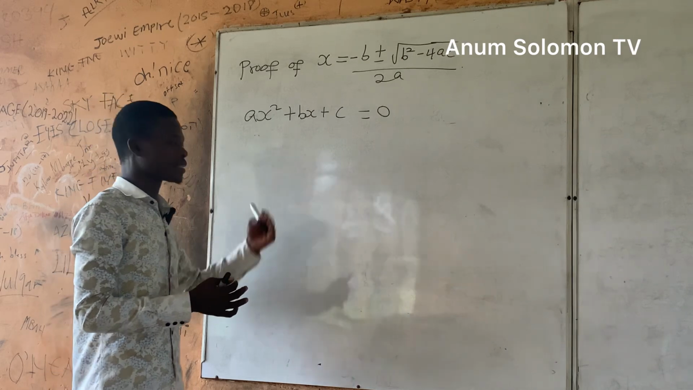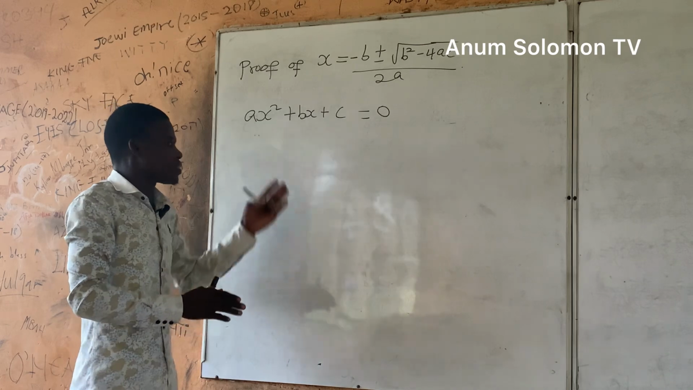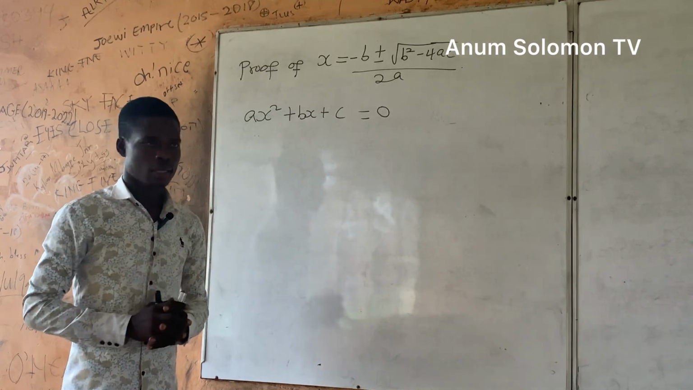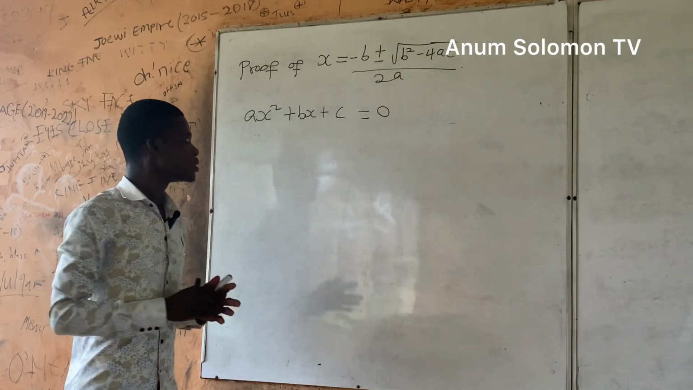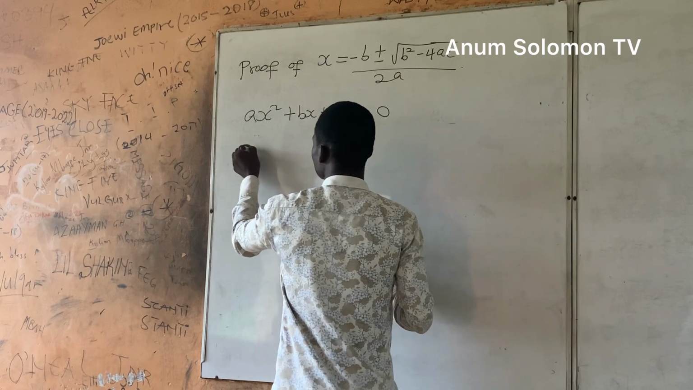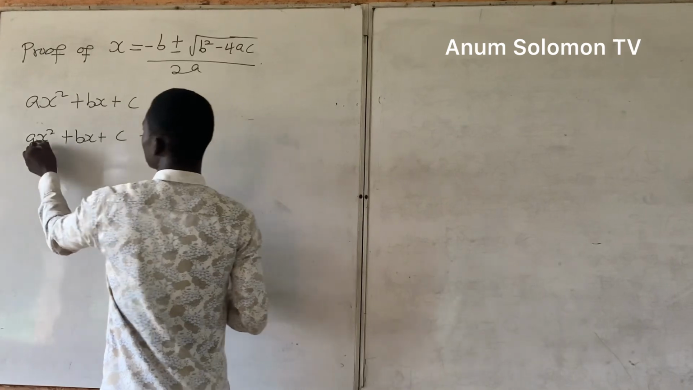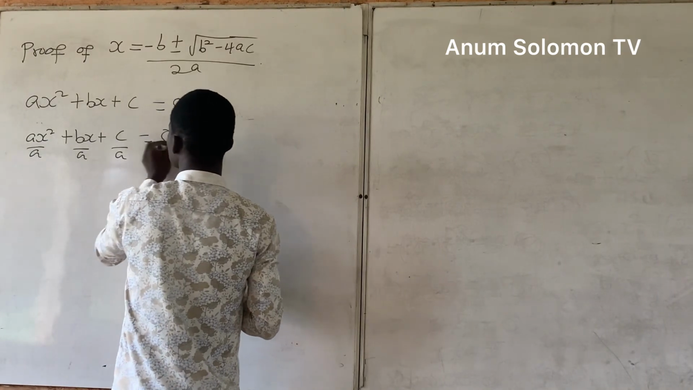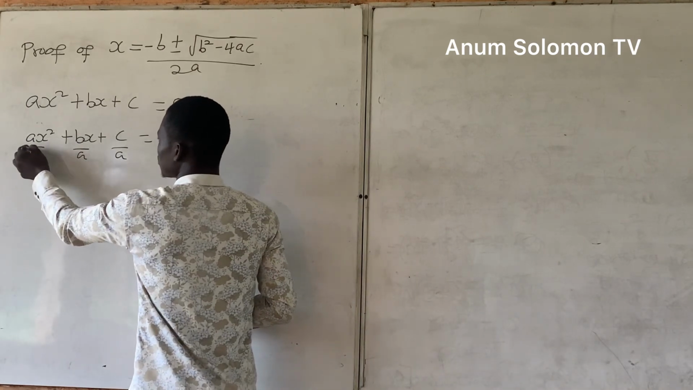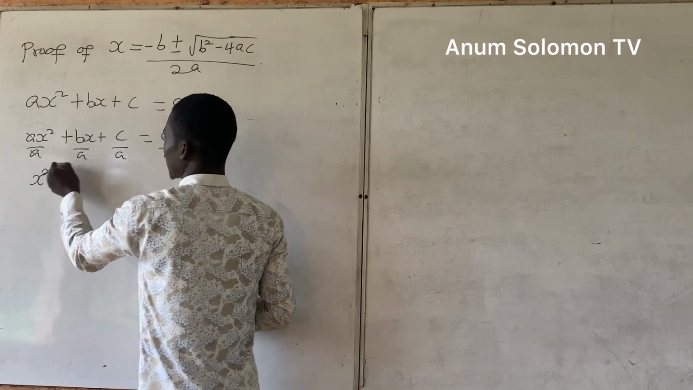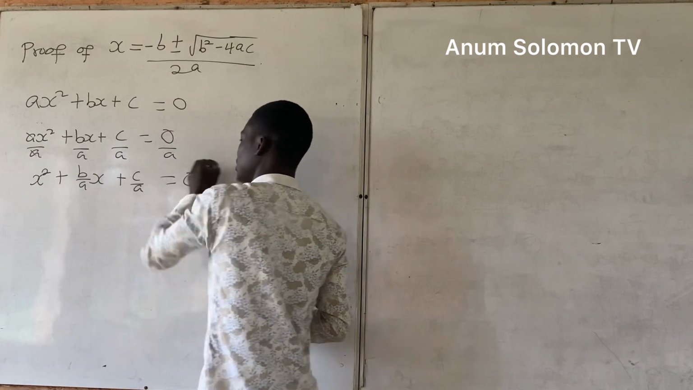To use the method of completing squares, we should ensure that the coefficient of x squared is 1. But here it is a. So we have to divide through by a. Let's divide through by a. Now, when we divide through by a, we are left with x squared plus b over a x plus c over a equal to 0.